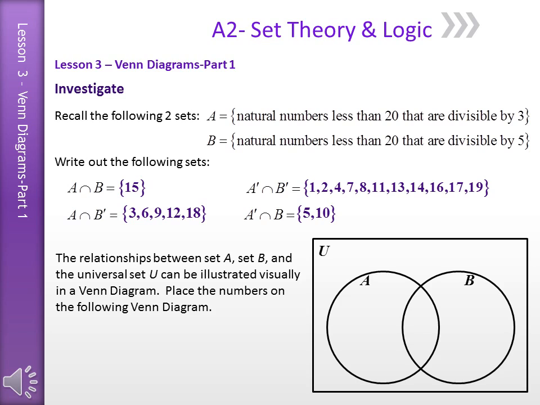So the relationship between set A and set B and the universal set U can be illustrated visually in the Venn diagram. I'm going to have you place the numbers on the following Venn diagram. At this moment, if you would just pause the video, and then once these numbers are recorded, start it up again, and you can see the answer on the next slide.